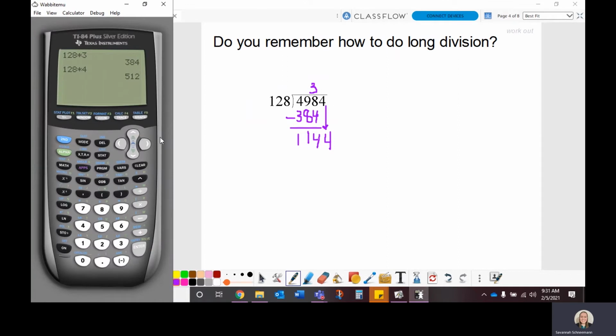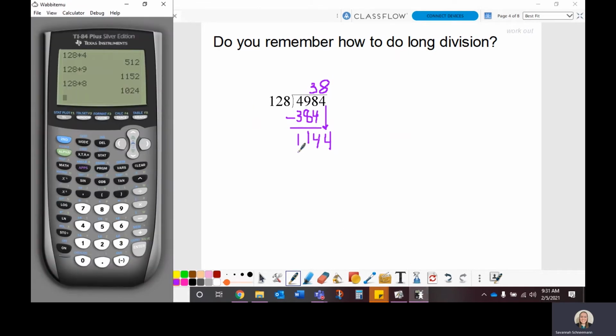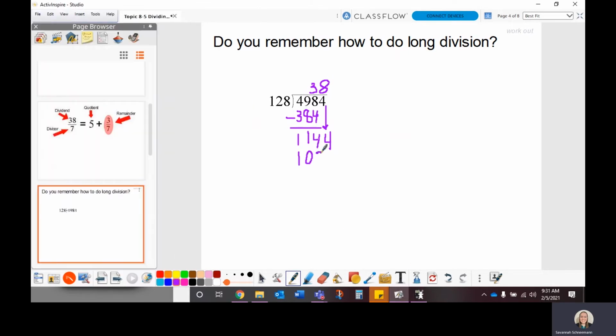So I'm going to go back to my calculator, and I know that 128 times 10 will be too high, so I'm going to try times 9. And that is still a little too high, so we'll try 128 times 8. We get 1,024. So it goes into it 8 times, and that was 1,024. So once again, we are going to subtract that. So 4 minus 4 is 0. 4 minus 2 is 2, and 1 minus 0 is 1, and then that is 0.